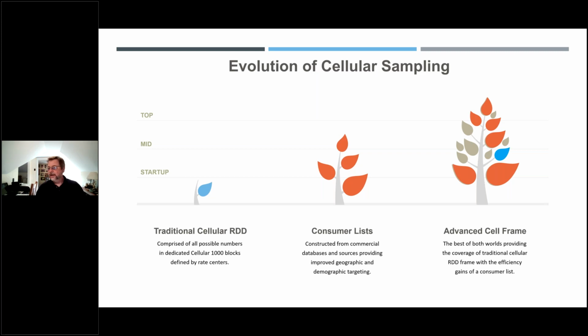And then up until today, as technologies and databases become more prevalent and more advanced and more data becomes accessible, we now have what we're calling our advanced cell phone frame, which really takes advantage of both of the earlier products in terms of coverage, the coverage that you get with a traditional cellular RDD sample, plus the efficiency gains that you get with getting some additional information such as geography and demographics.